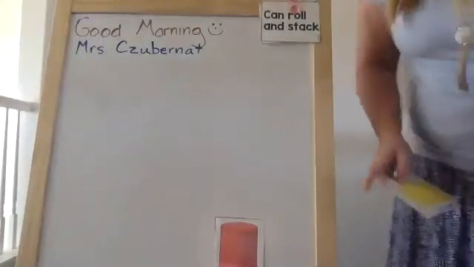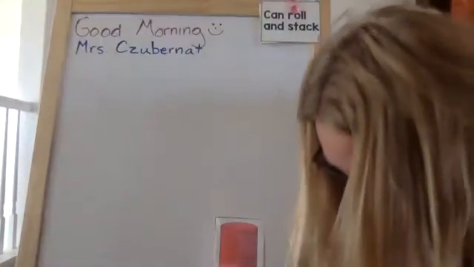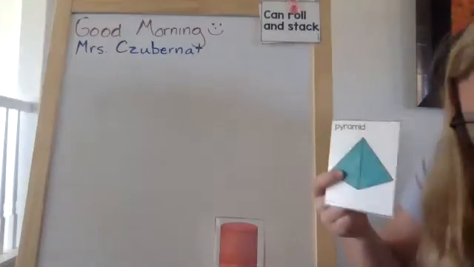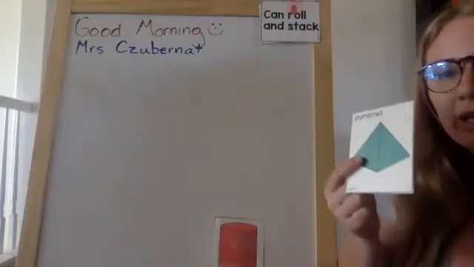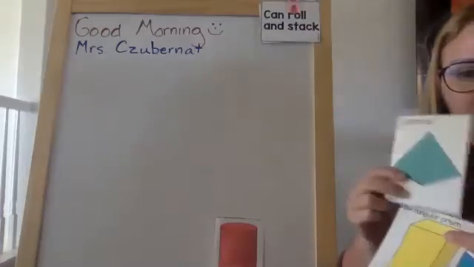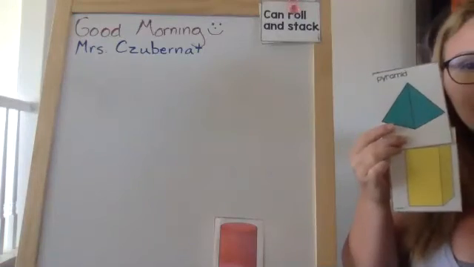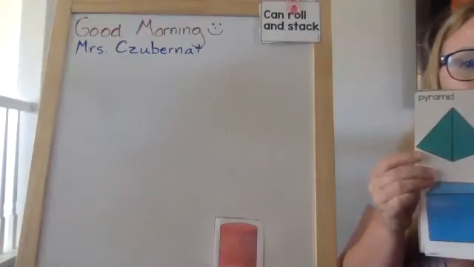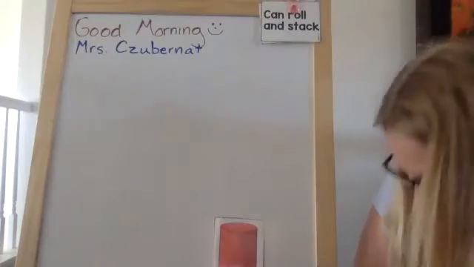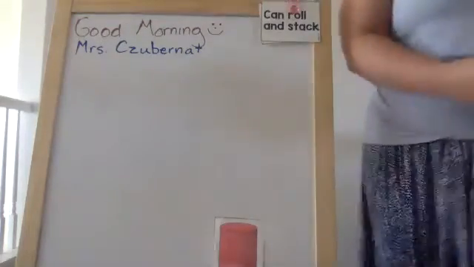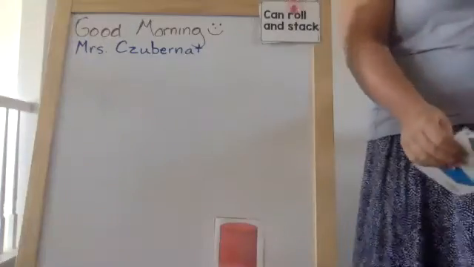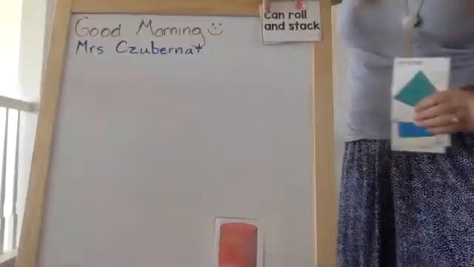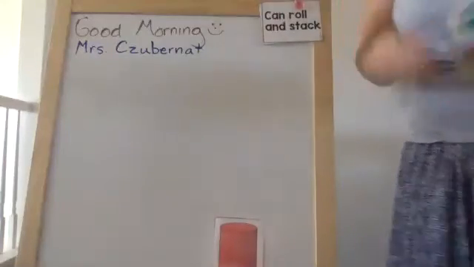Well, now I'm thinking of my other three-dimensional shape. Can I stack my pyramid? Could I stack it on top of my rectangular prism? Yes. Could I stack it on top of my cube? Yes. Ooh, can I stack a sphere? No. But can it roll? Yes, it can, but I can't do both. I can't roll it and stack it. A sphere would just roll away.